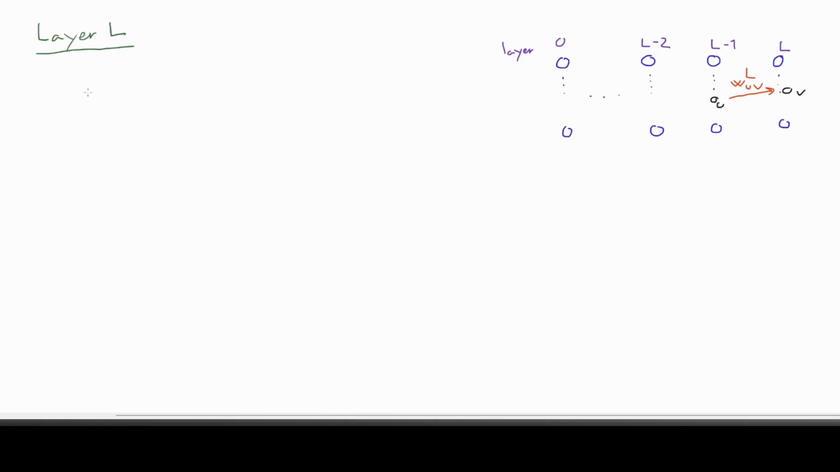We can then look to find an expression for the partial derivative of C with respect to the weight going from neuron u to neuron v in layer L. And that would be our first generic weight derivative. So the question is, what's this?